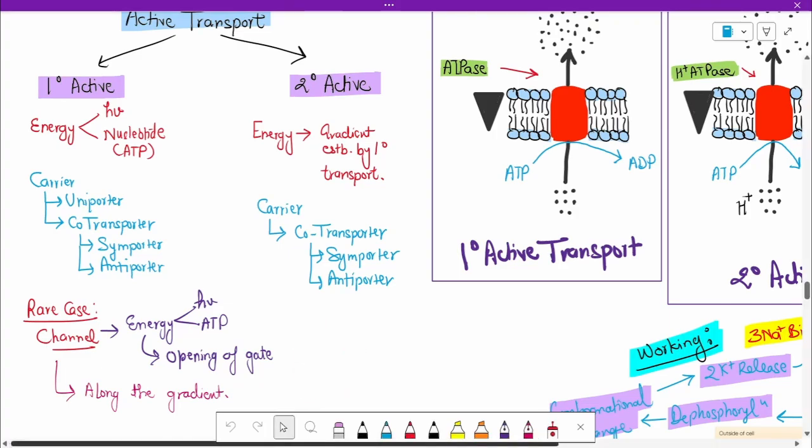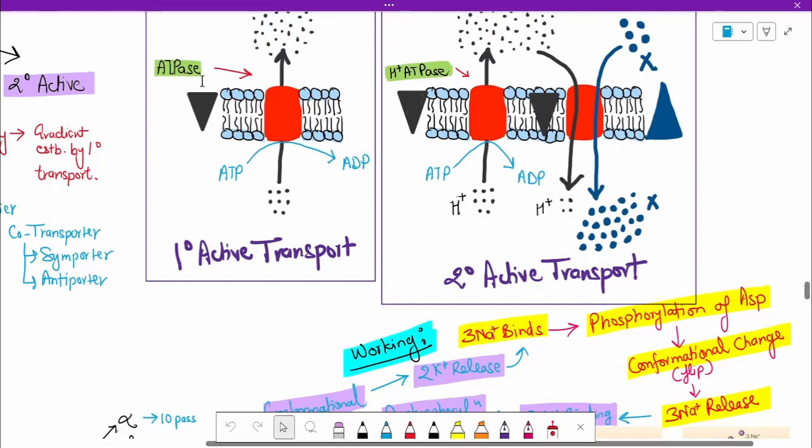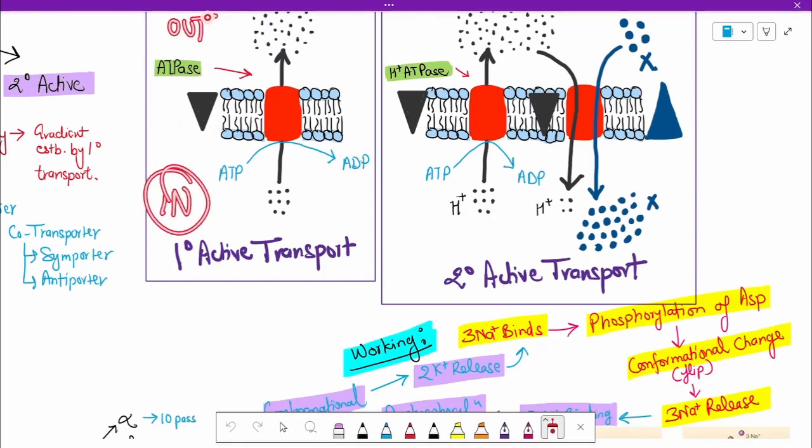Let's have a look at the process itself. This is a plasma membrane, this is inside the cell, the cytoplasm, and this is outside the cell. We have a molecule whose concentration is higher outside the cell and lower in the cytoplasm. We have to transport this molecule against the concentration gradient from inside to outside. To do so, we need a transporter protein.